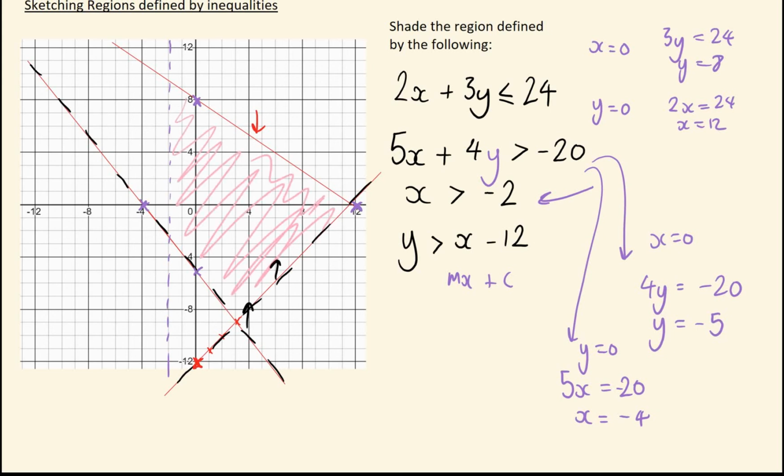So normally 9 times out of 10, it's going to be the nice shape in the middle. Occasionally it won't be, but it's a good rule of thumb to look out for.